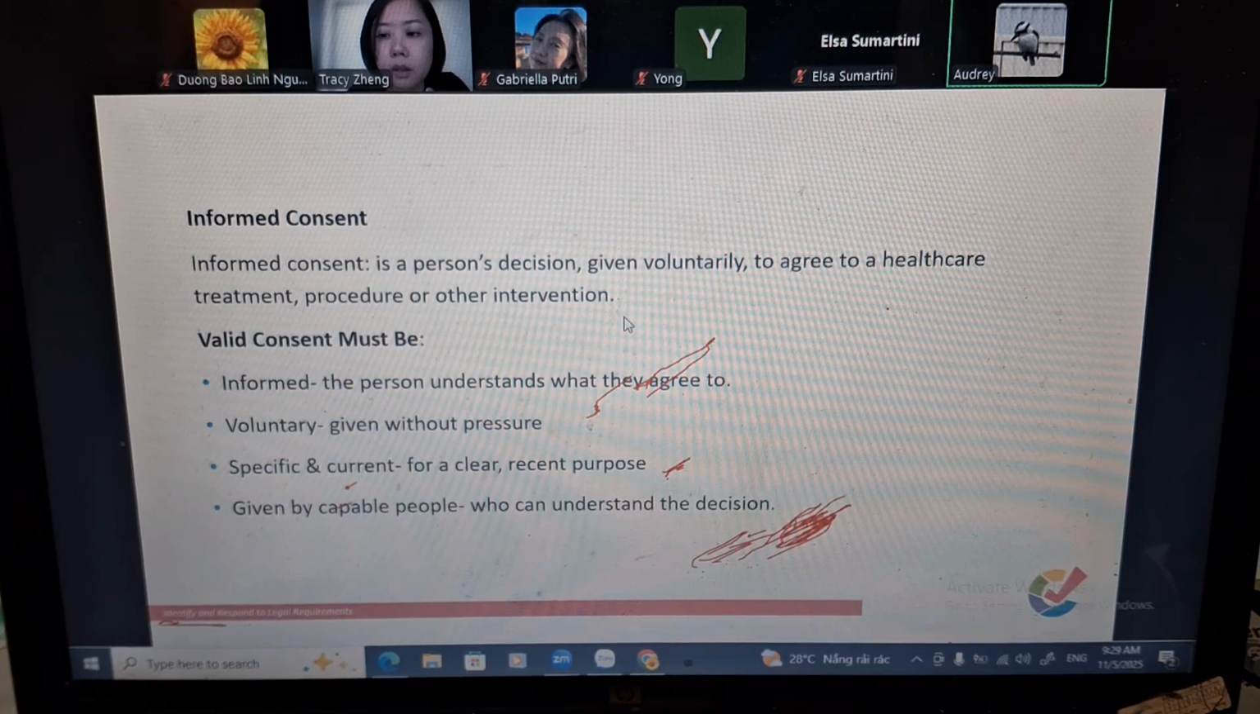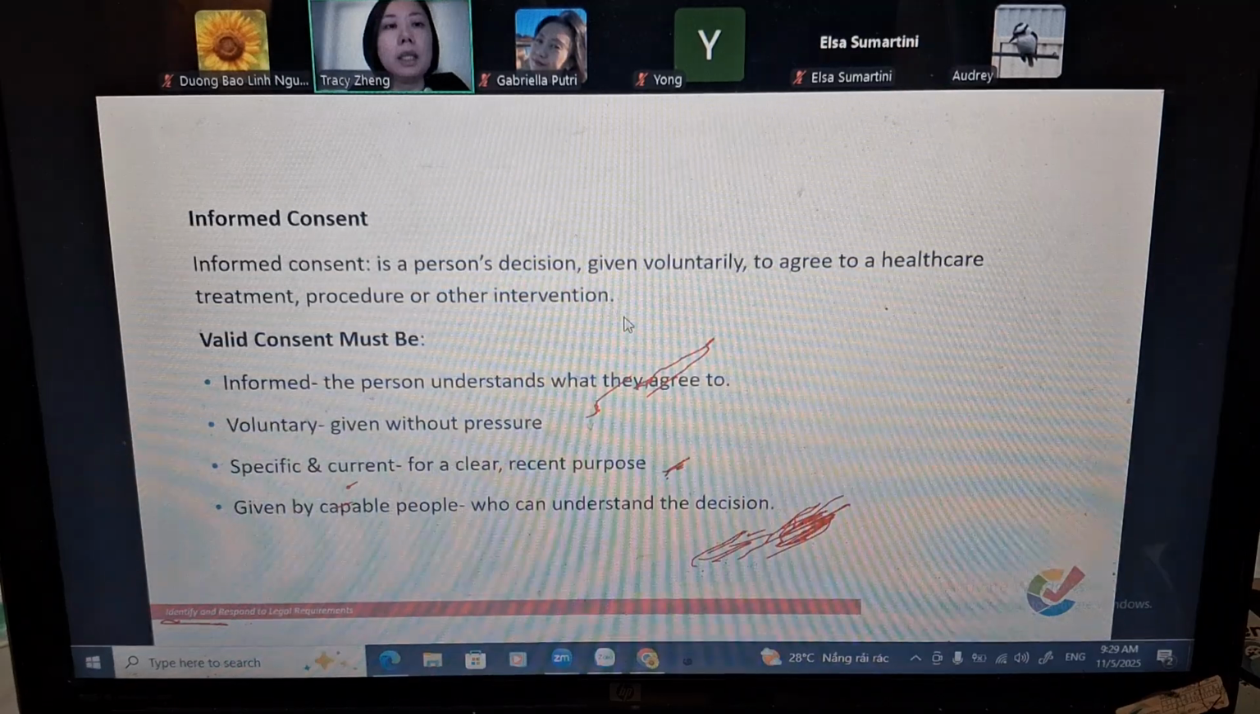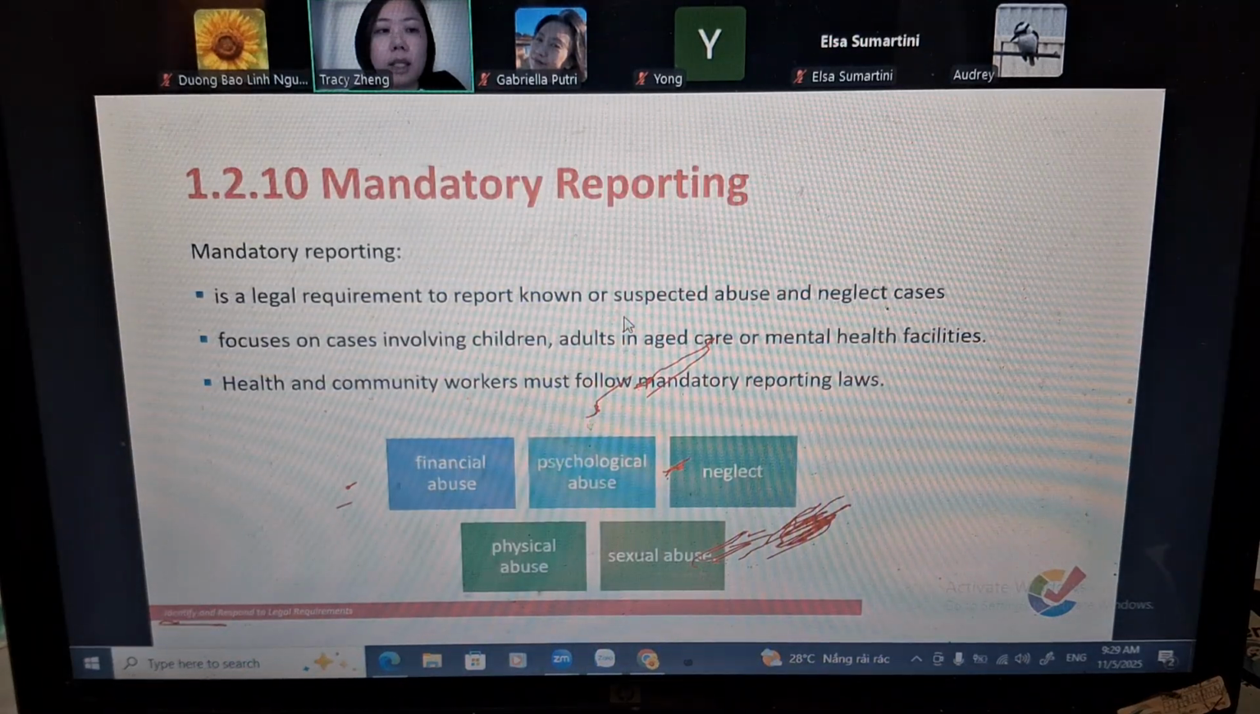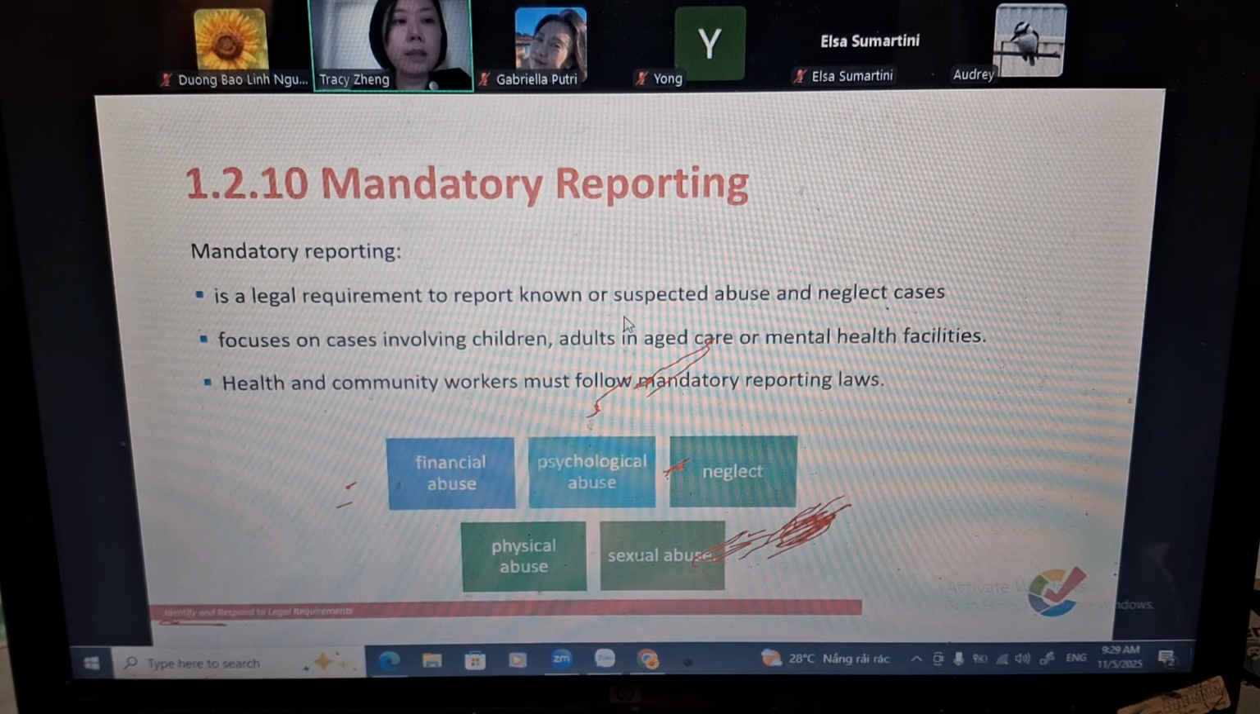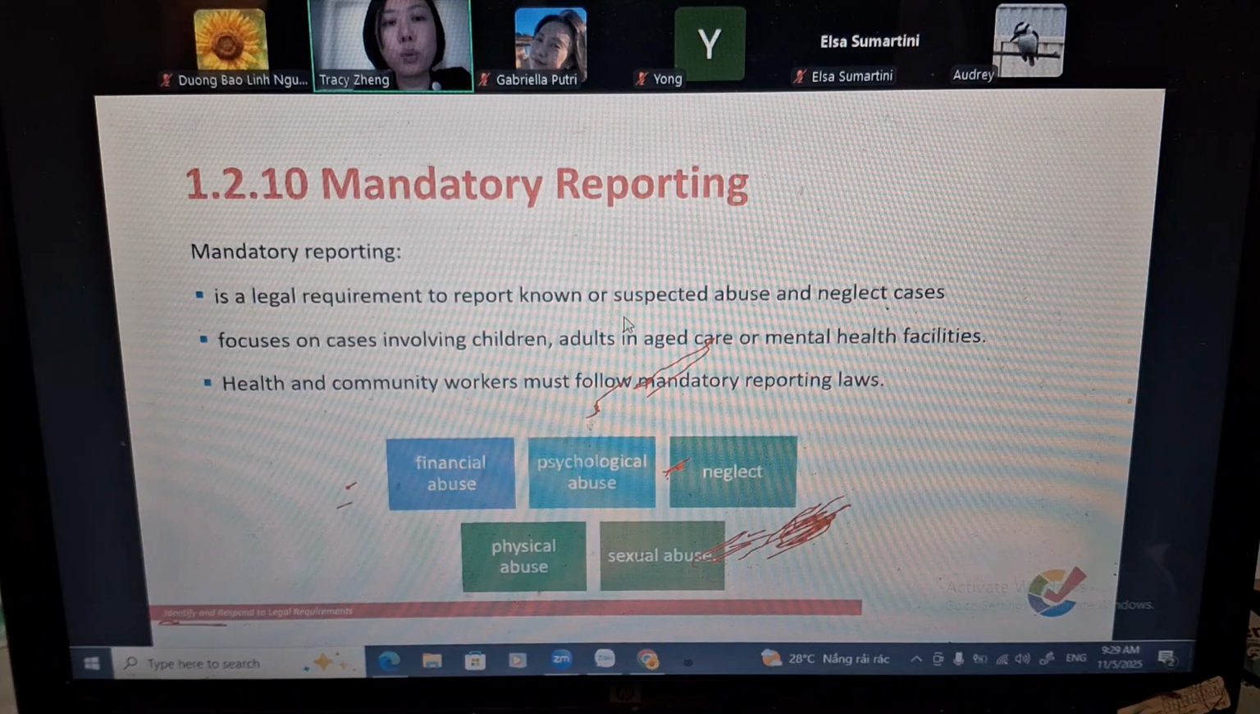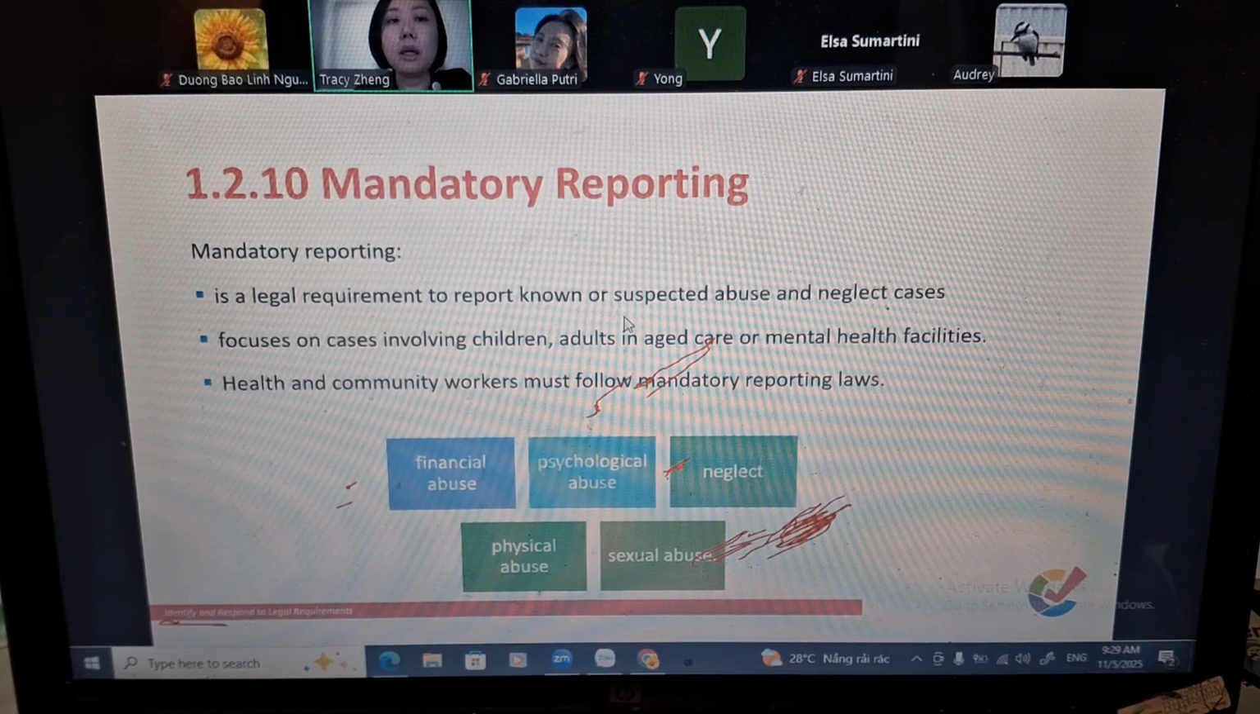So the following one is mandatory reporting, right? This one we have discussed a number of times. I've listed the definition of mandatory reporting for you. That is also a legal requirement, all right? Please remember that it is a legal requirement to report any witness.